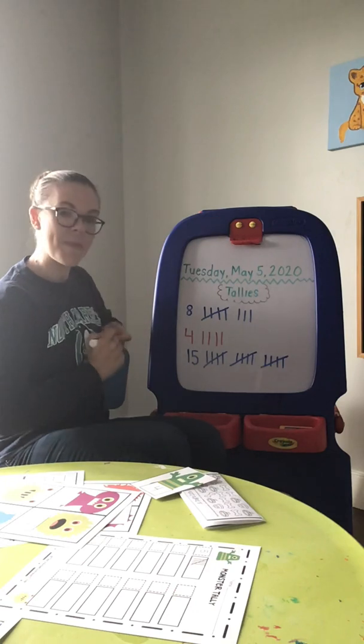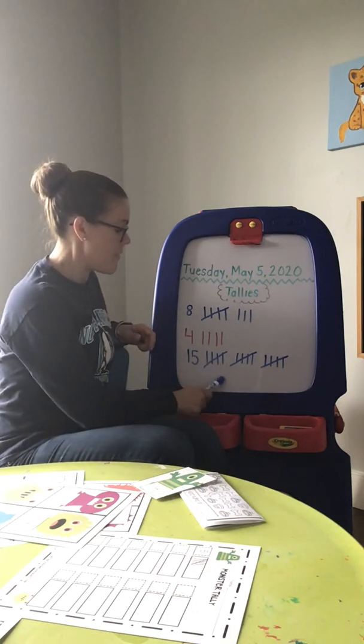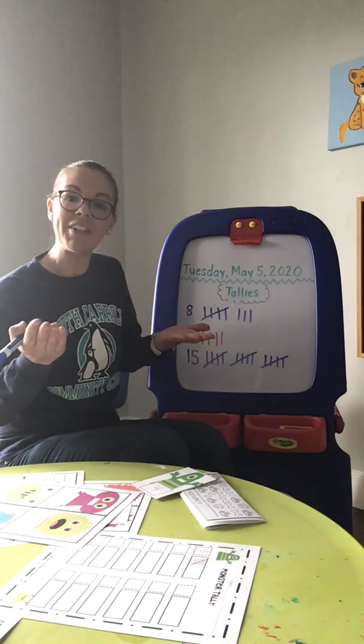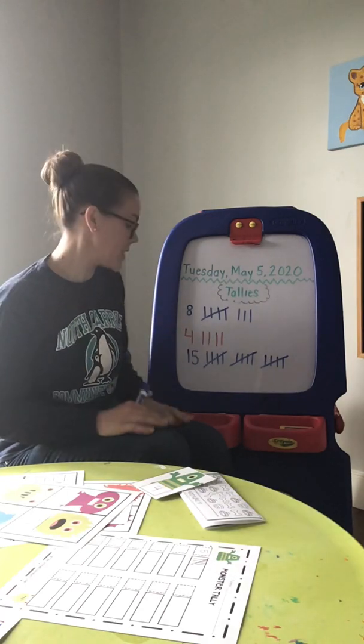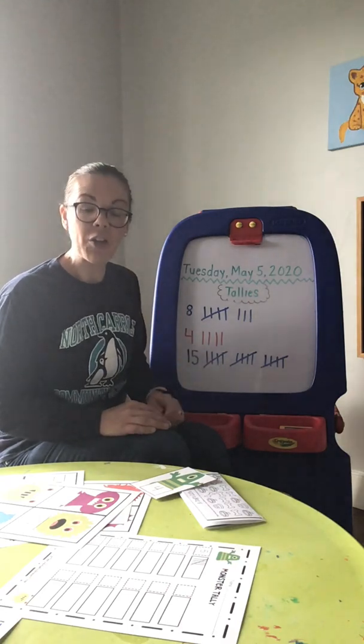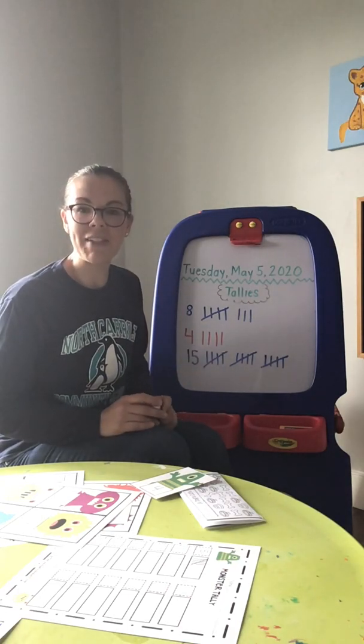Let's count it together to make sure. Ready? 5, 10, 15. See how much easier it is to count by 5s and use tally marks than to count 1, 2, 3, 4, and so on, all right? You're going to do some practice with your tally monsters today.